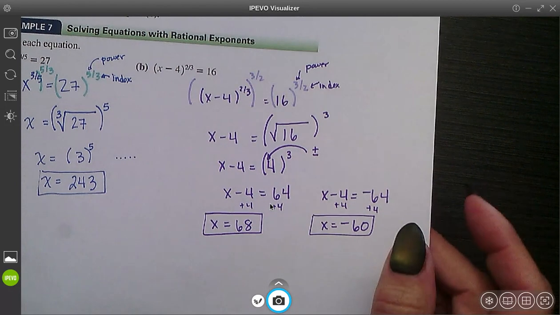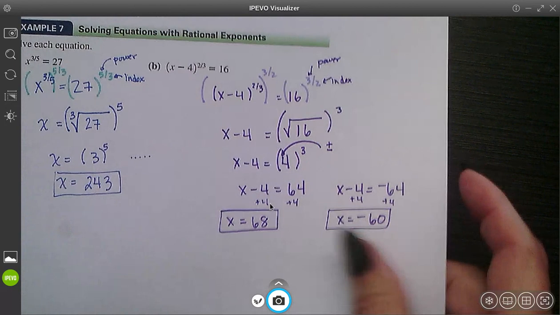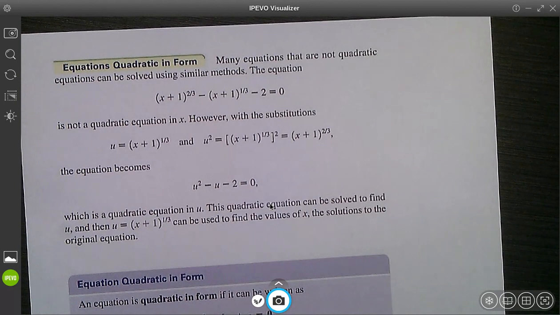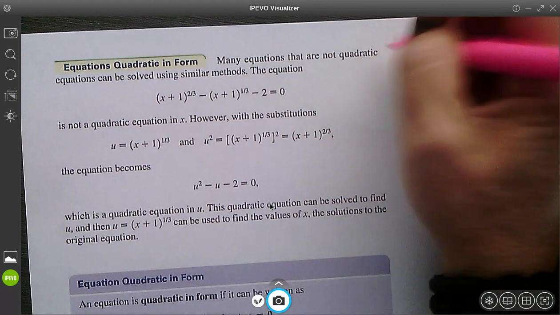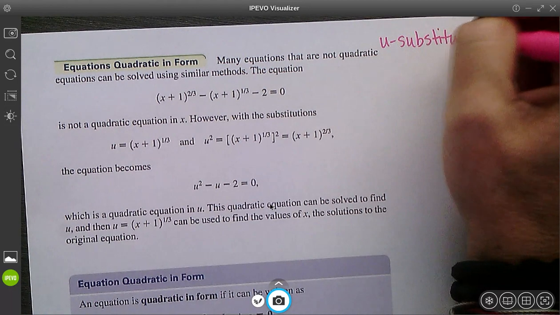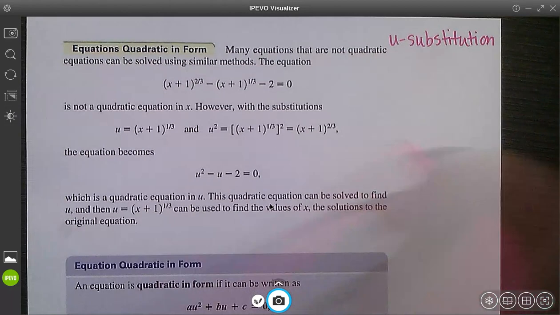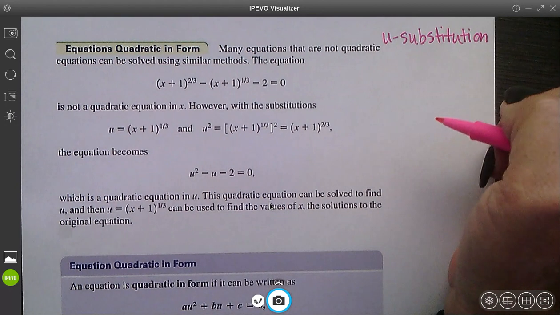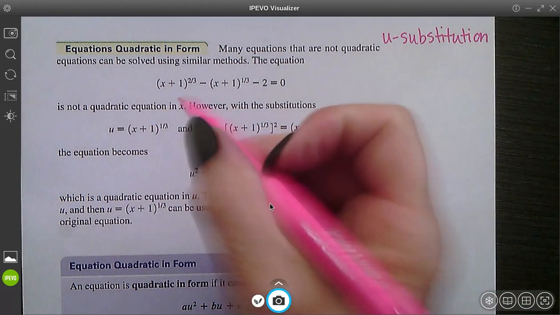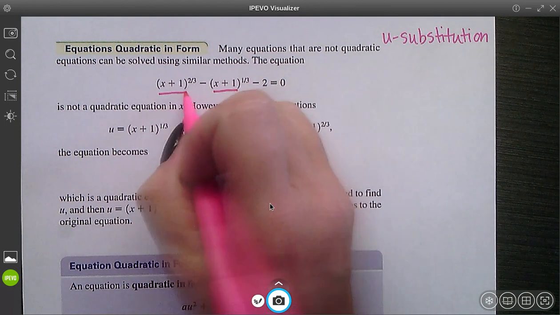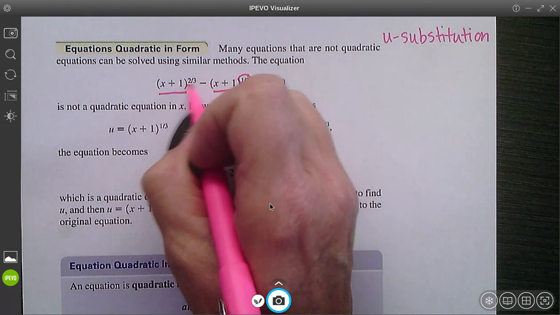The next section we have is equations that are quadratic in form. And believe it or not, we have actually seen these already. We just called them U substitution. So we have factored by U substitution. What we're looking for in U substitution is that we would have the same item, but one exponent is twice as big.